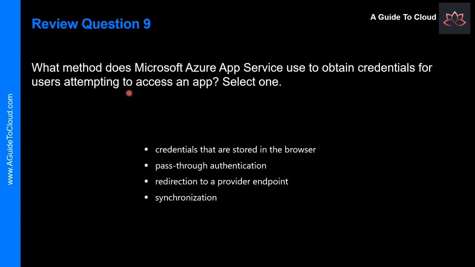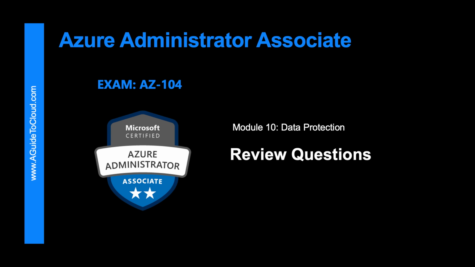Let's look at the last question. Which method does Azure App Service use to obtain credentials for a user attempting to access an app? You just need to select one. So the correct answer is redirection to a provider endpoint. Microsoft Azure App Service app redirects requests to the endpoint that signs in the user for that provider.